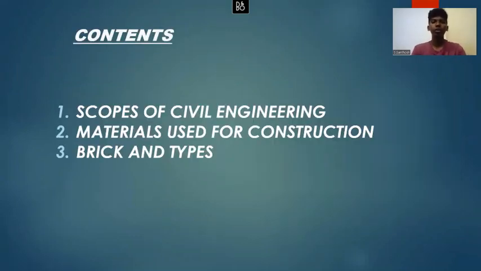And these three will be the topics that we'll be speaking about today. That is, scopes of civil engineering, materials used for construction, and bricks and its types. Let's go on.